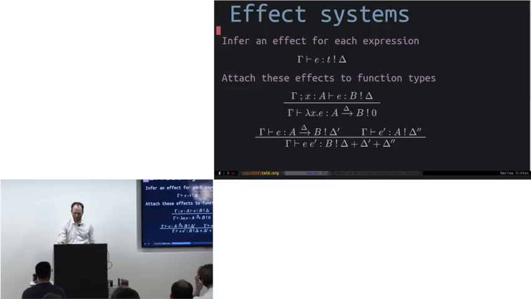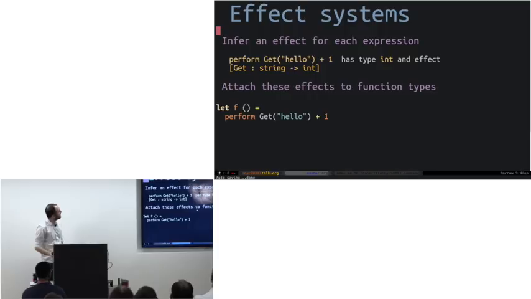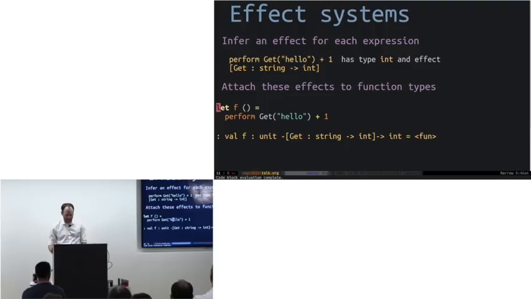So, a more layman-friendly presentation. Essentially, something like perform get hello plus one has the type int, but it also has the effect get, string to int, right? And then we take that expression and wrap it in a function we've got here. Then we're going to get a type that looks something like this. So now f is a function that takes a unit parameter, returns an int, and at the same time performs the effect get that goes from string to int. I should say these are structural effects, so it can perform get if it likes instead. We don't need to define them anywhere, the label is sufficient.